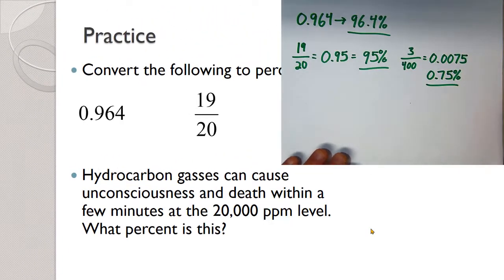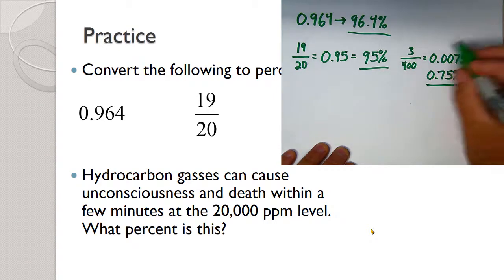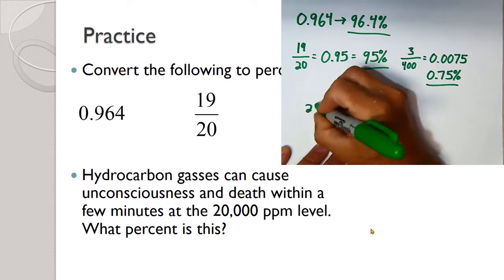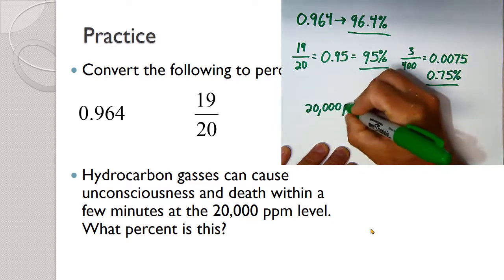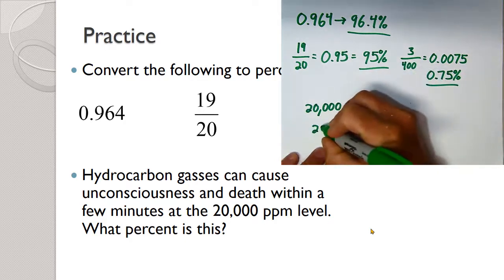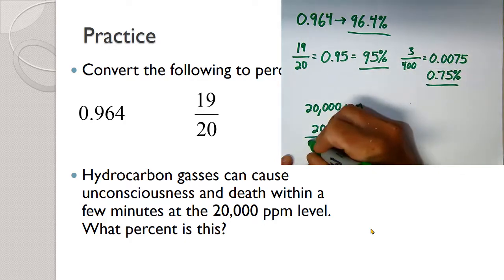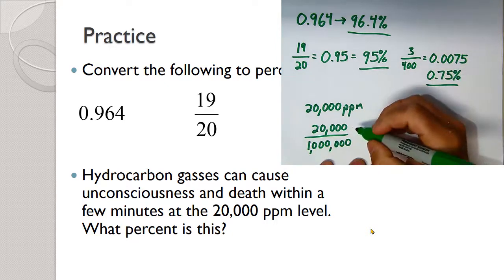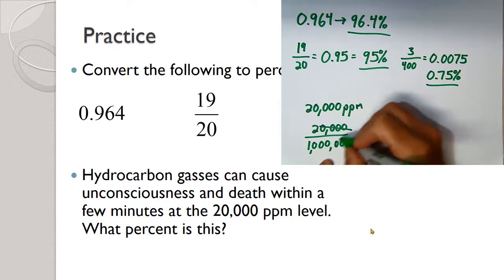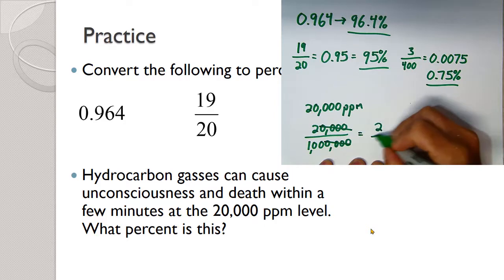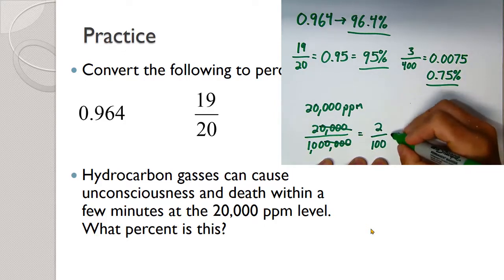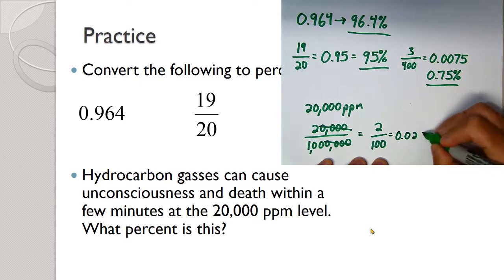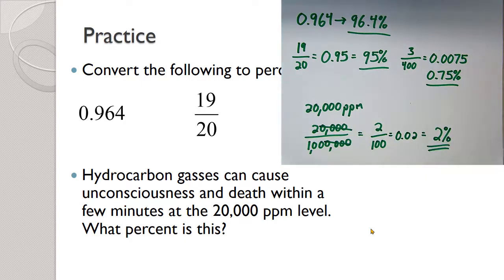And the last question, hydrocarbon gases can cause you to pass out if they hit 20,000 parts per million. What percentage is that? Well, 20,000 parts per million is the same as 20,000 over 1 million. And we can reduce that as well. And in fact, this time we can cancel out 4 zeros out of the top and bottom. And that becomes 2 out of 100. And of course, we know that that is 0.02, but in either case, we know that 2 out of 100 is 2%. Hopefully those are the values you got, but if not, you might want to rewind that and make sure that you learn from any mistakes you made.